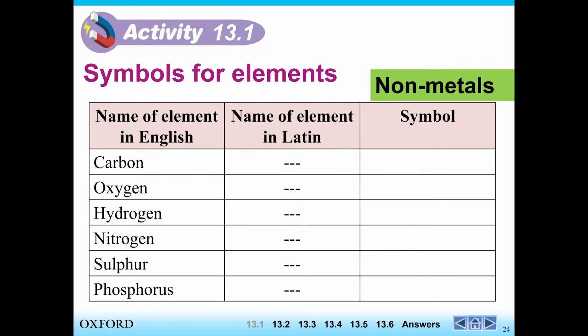Now we move on to the nonmetals. Carbon is C. Oxygen is O. Hydrogen is H. Nitrogen is N. Sulfur is S. Phosphorus is P. You notice on this slide, all of them have only one letter, and I've capitalized them. Make sure it's capital.